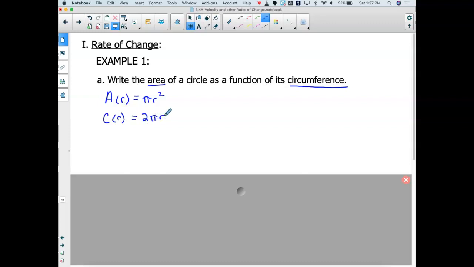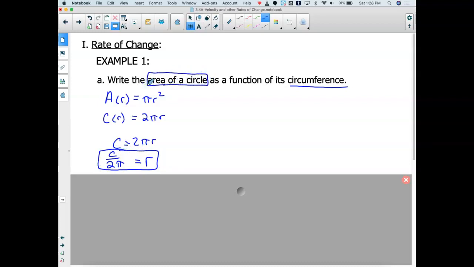And what I can do is utilize both of these equations. The radius is the same in the area function as well as the circumference function. Everybody knows circumference equals 2 pi r, okay? Well, that means I can solve for my radius, which would be circumference divided by 2 pi. I can put these two equations together so that I can rewrite my area of a circle.